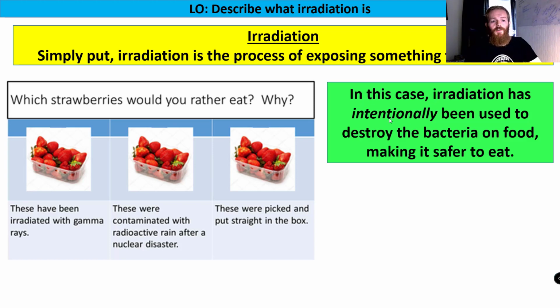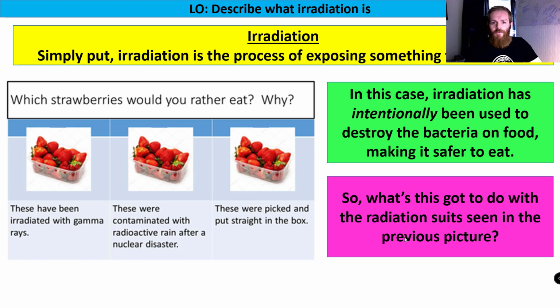In this case, irradiation has been intentionally used to destroy the bacteria on food, making it safer to eat. By exposing these to gamma rays, we've managed to kill off the bacteria, any microorganisms, and any insects that are on it. The radiation has damaged the cells and the DNA of the bacteria, microorganisms, whatever it is, and killed it. So they are no longer going to pose a threat to you if you were to eat the strawberry, because, well, they're dead.